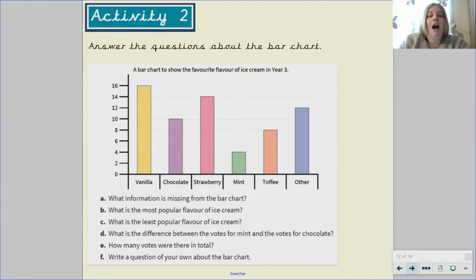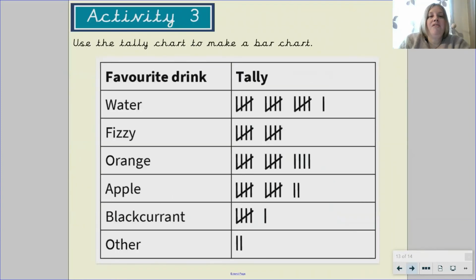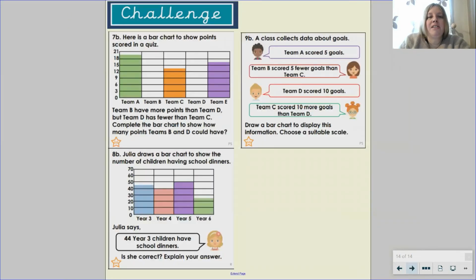Activity 2. Answer the questions about the bar chart. So you've got to answer the questions about the bar chart. You need to write your answers in sentences. Activity 3. Use the tally chart to make a bar chart. So remember all the steps that I did to make my bar chart, and you can use this to make your own bar chart to show the favourite drinks. And then you've got some challenge questions.